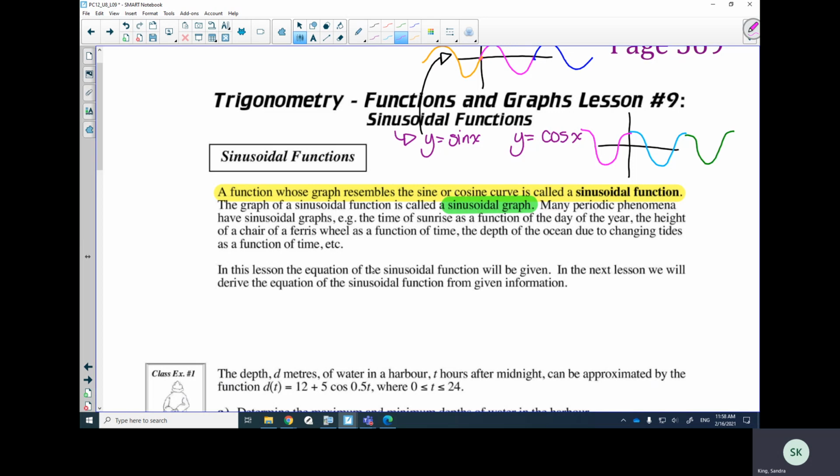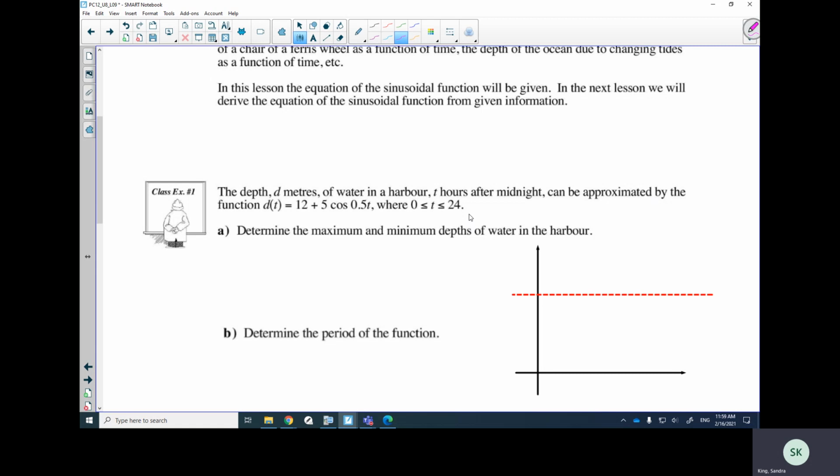In the world and in everyday life, there are certain things that, if graphed, would follow this perfect sinusoidal curve. It talks about the time of sunrise as a function of the day of the year. If you plot the sunrise every day for a year, for 365 days, it follows a perfect sinusoidal curve, and we're going to do a question on it. The height of a chair on a Ferris wheel will be lesson 10. Even though it seems like you're going in a circle, it's actually a perfect sinusoidal curve. The depth of the ocean due to changing tides as a function of time is also a sinusoidal curve. So we're going to look at different real life examples.